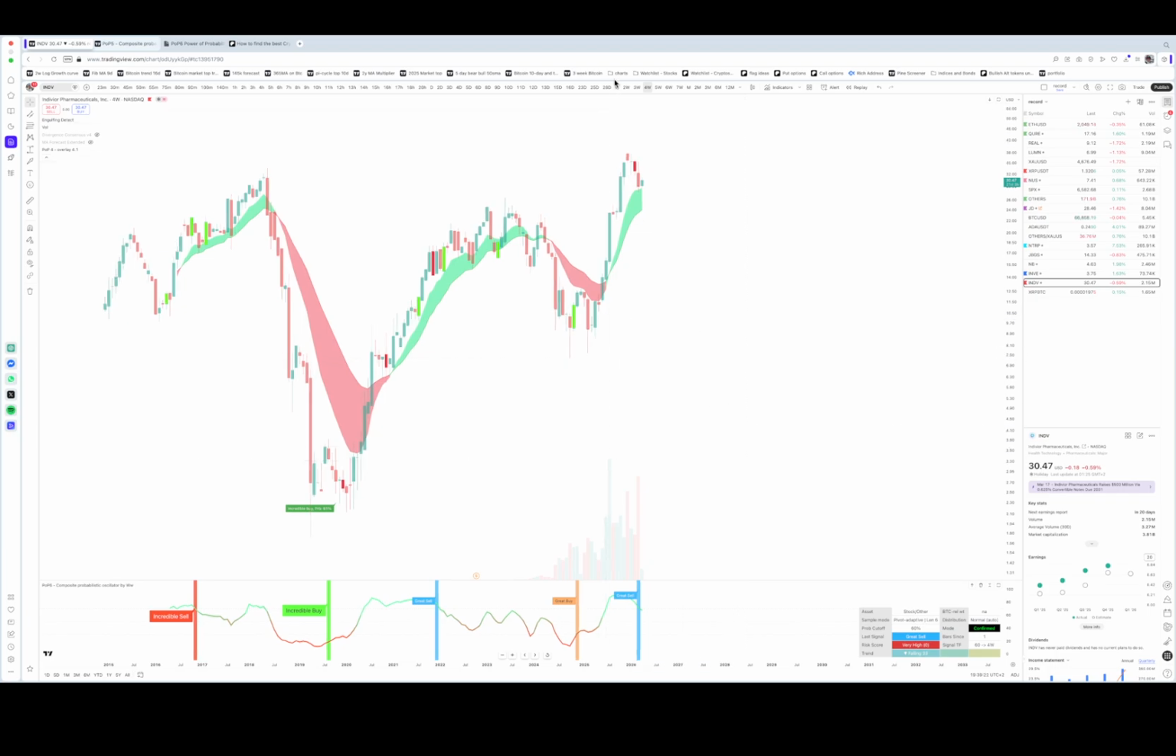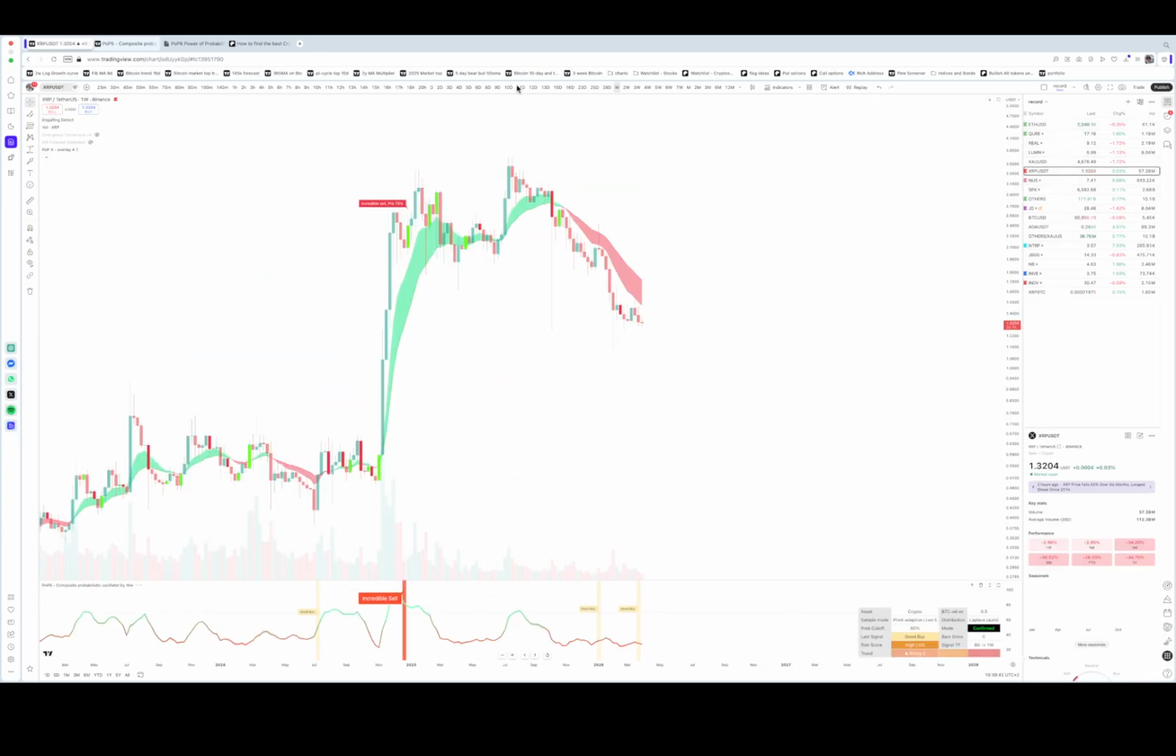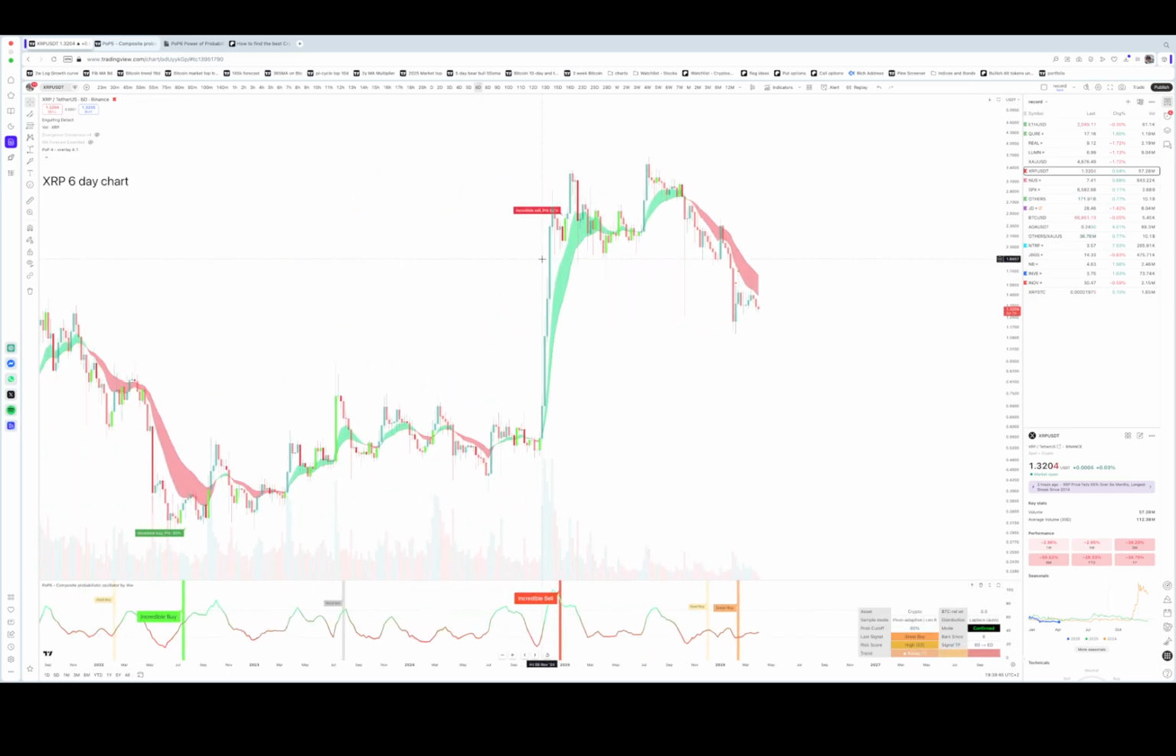You can see here in the 6-day window, as long as the 6-day window produces no buy signal, or if sell signals outnumber buy signals, you're going to see a 0. So it means it's time to move on. There's nothing to see here. Let's go back to XRP, 6-day window. Here we go.